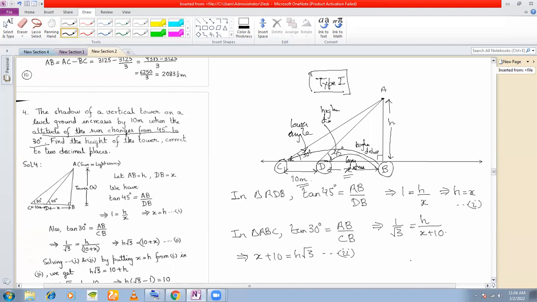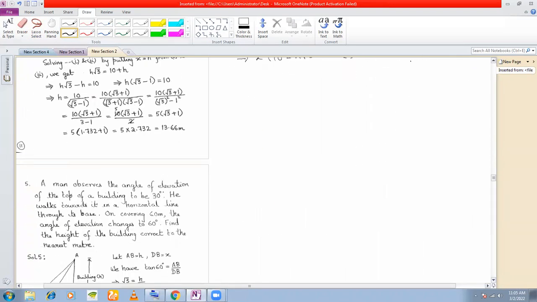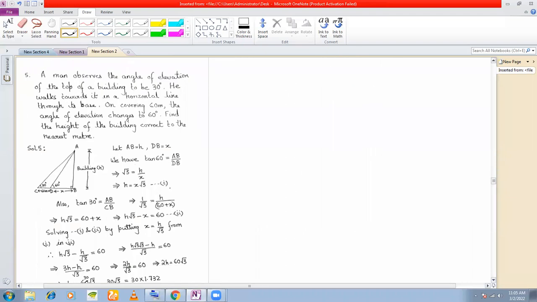Okay, higher angle, right? So always remember that this angle, the distant angle from B, will always be the lower angle. If you remember it this way, it will be convenient later on for you to cross check when you're drawing the diagrams. Okay, look at number 5.